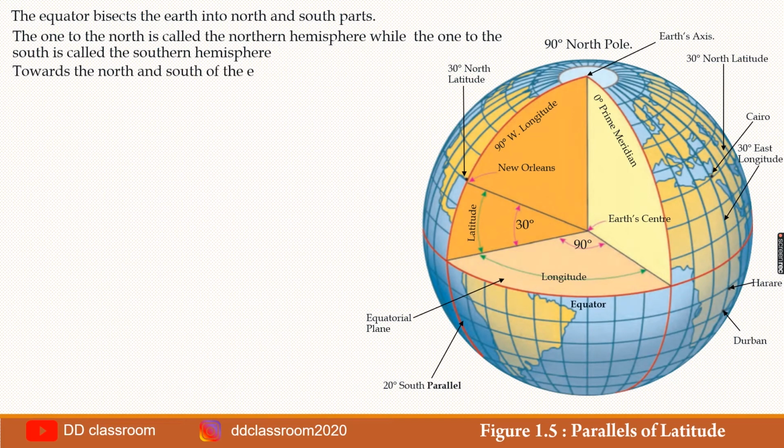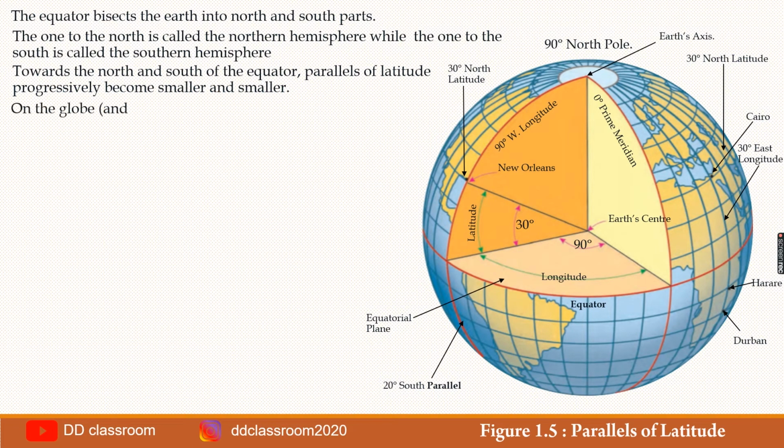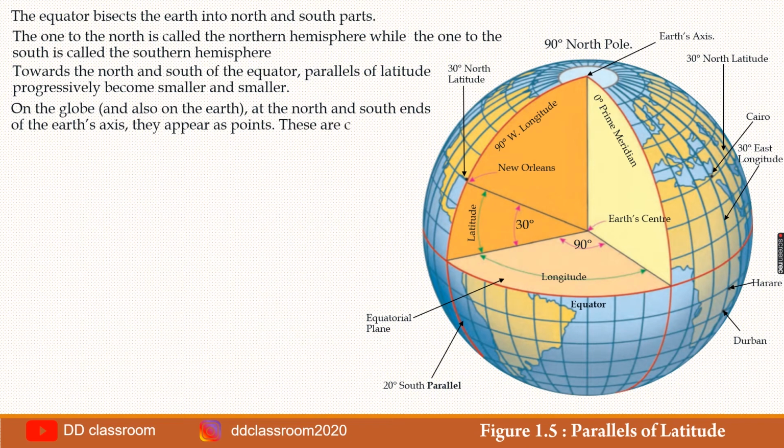Towards the north and south of the equator, parallels of latitude progressively become smaller and smaller. On the globe and also on the earth, at the north and south ends of the earth's axis, they appear as points. These are called the North Pole and the South Pole respectively.